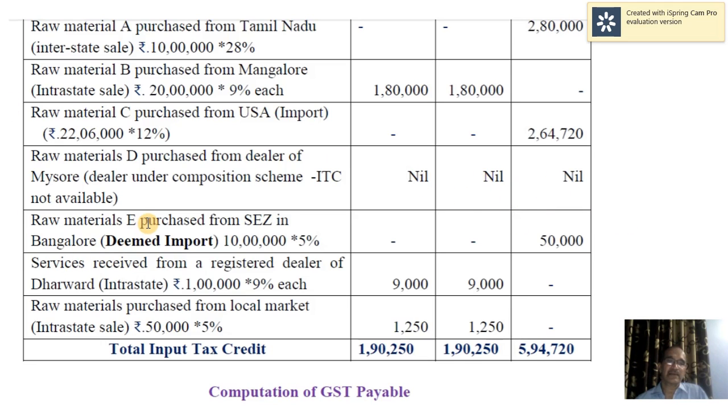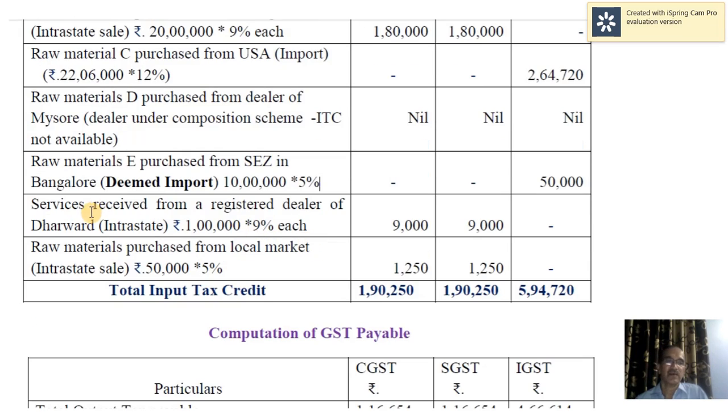Raw materials E purchased from a special economic zone in Bangalore. So that is deemed import. So on 10 lakh at the rate of 5%, so 50,000. Services received from a registered dealer of Dharwad. Dharwad is in Karnataka only, so intrastate transaction. So on 1 lakh at the rate of 9%, actually 18% rate, but divided between CGST and SGST, therefore 9% each. So 9,000 amount in both the cases.